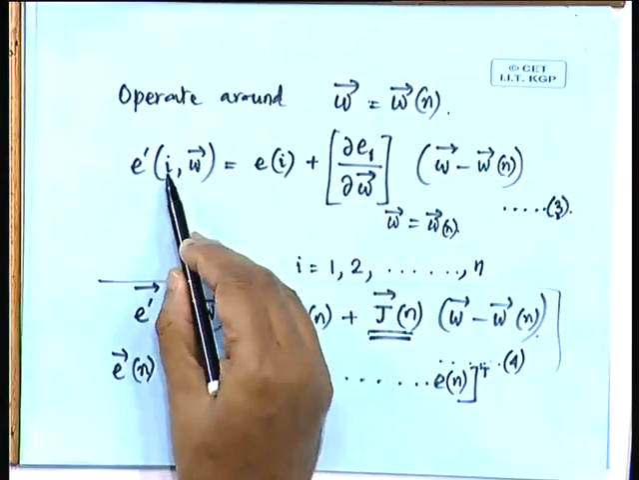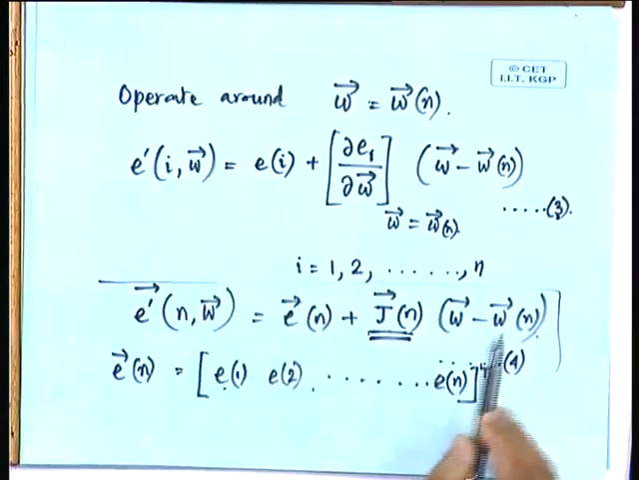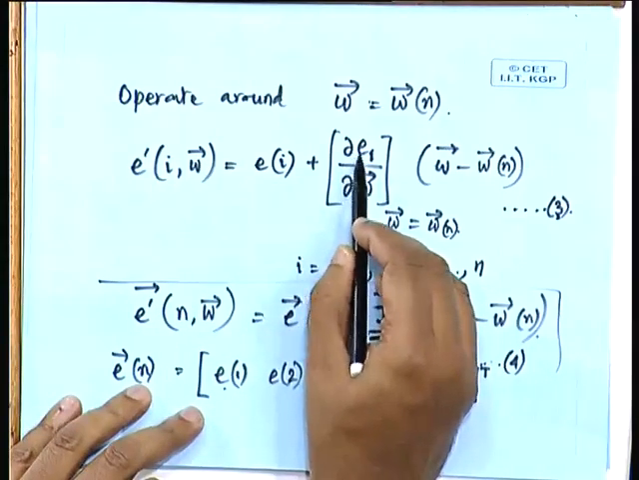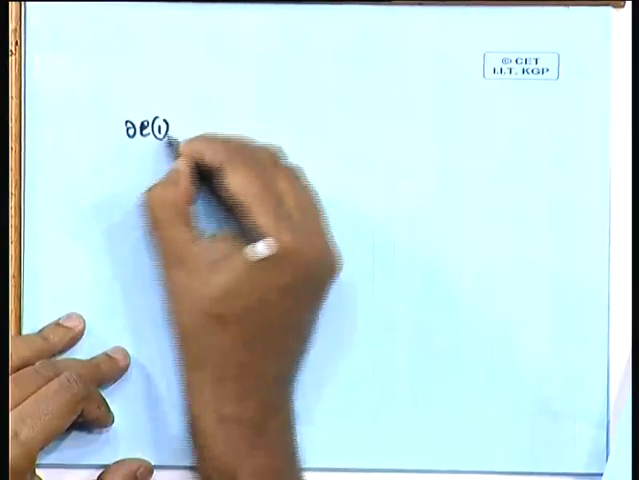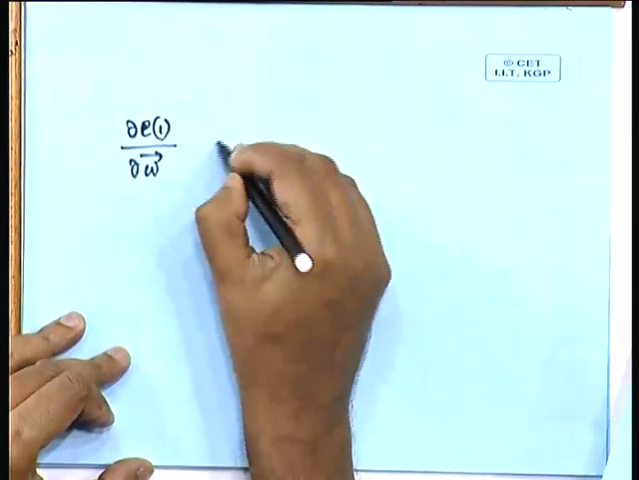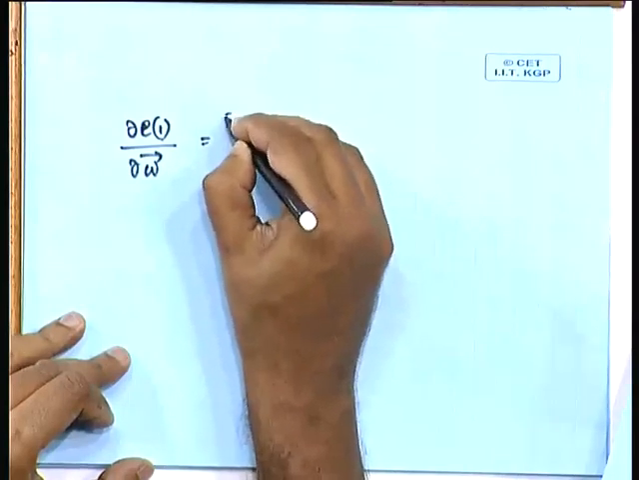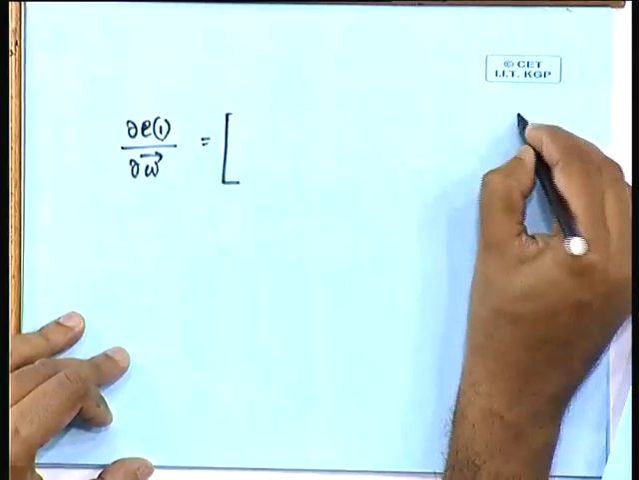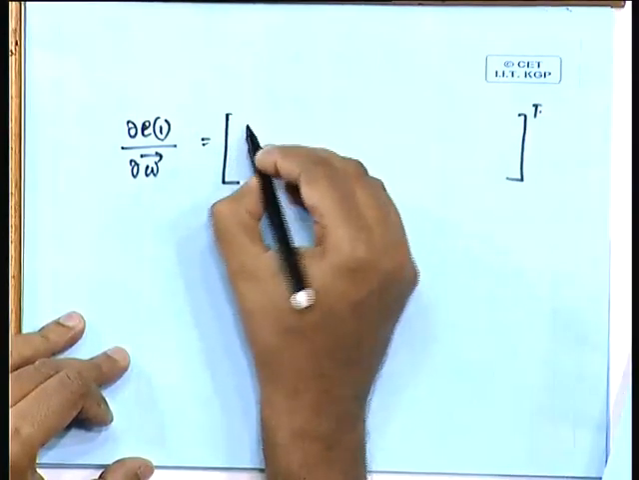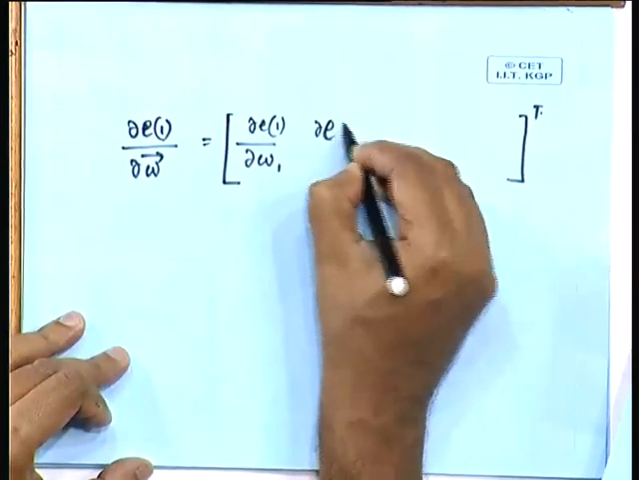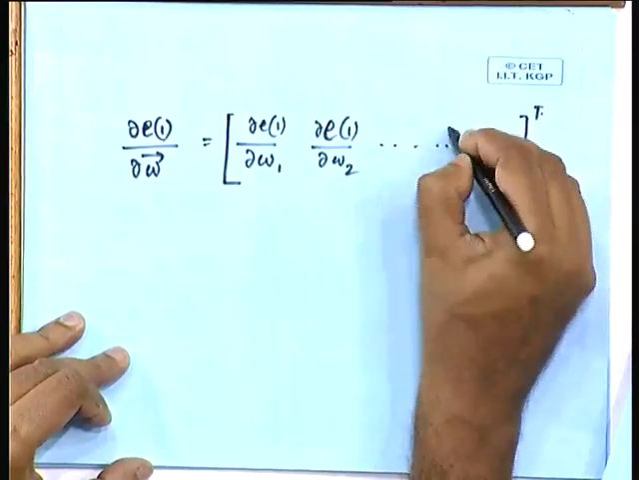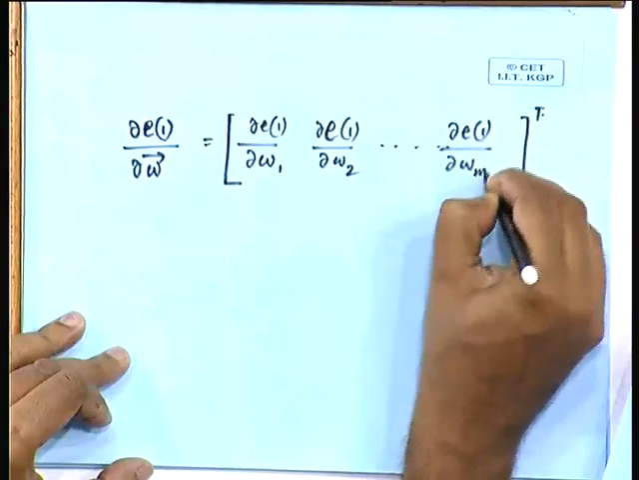You see you have E1, or E prime 1. When you have E prime 1, in that case you have it as dou E1 dou W vector. And what is dou E1 dou W vector? There are m elements of such W vectors. So when I have dou E1 dou W vector, I'll write it as a row vector only, and then make it transpose. So it should be dou E1 dou W1, dou E1 dou W2, up to dou E1 dou Wm.